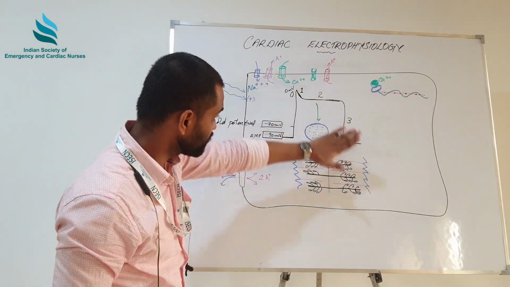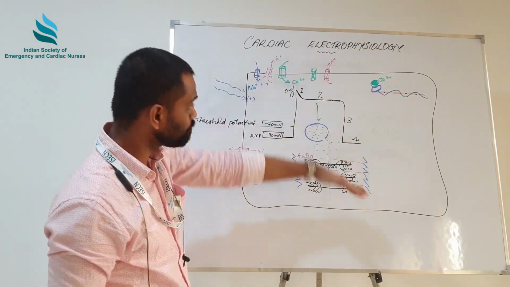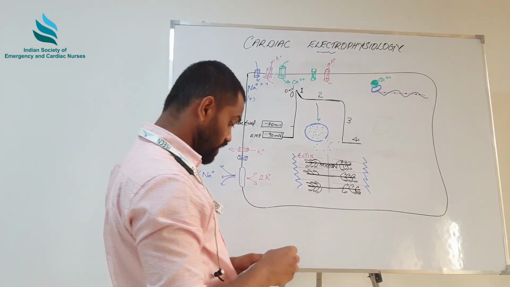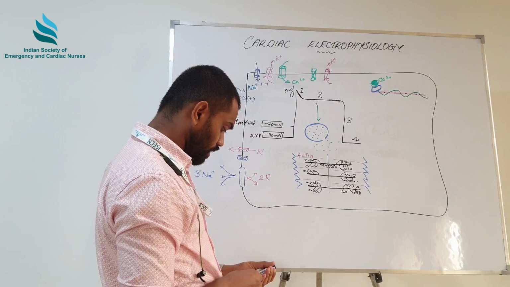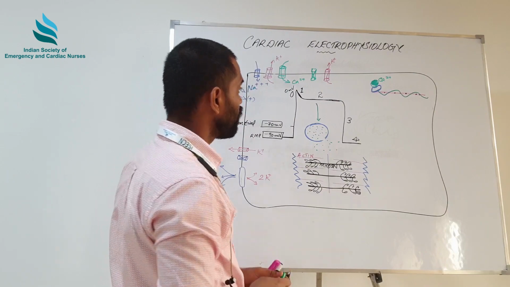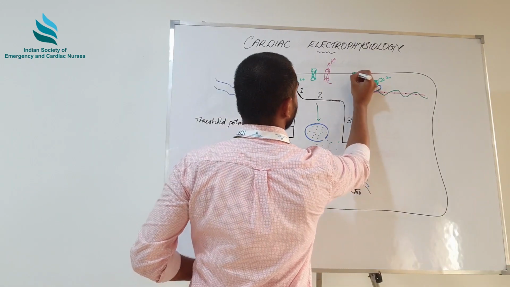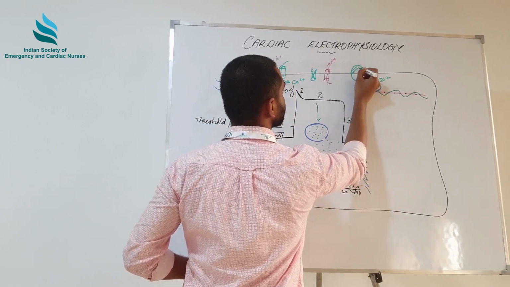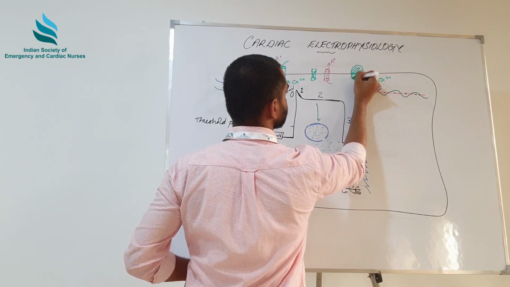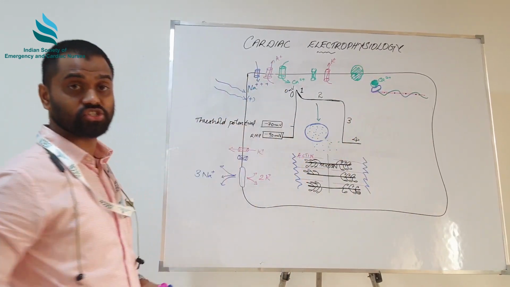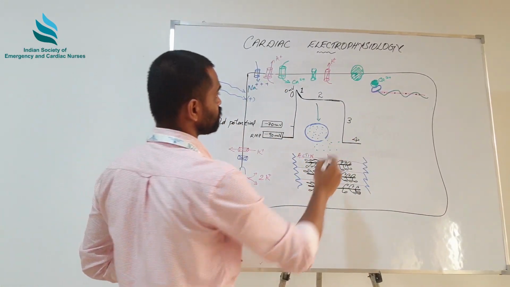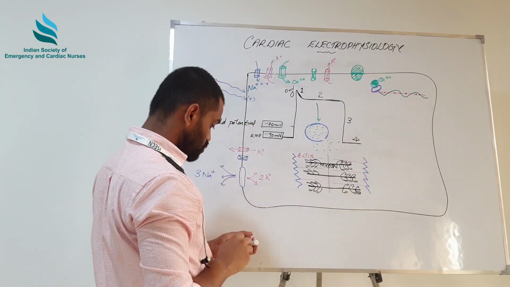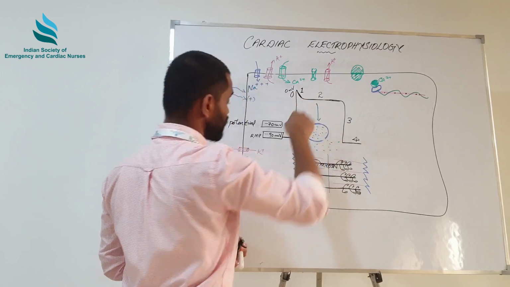Now repolarization happens after phase 2. So what happens in repolarization? On the cell, we have something called sodium calcium exchangers. So this is the repolarization phase, and in this phase we have sodium calcium exchangers over here. So there is a lot of calcium available inside the cell.